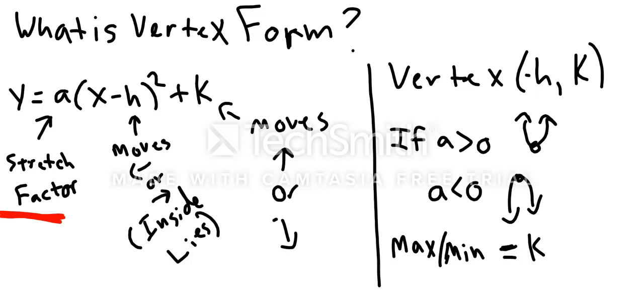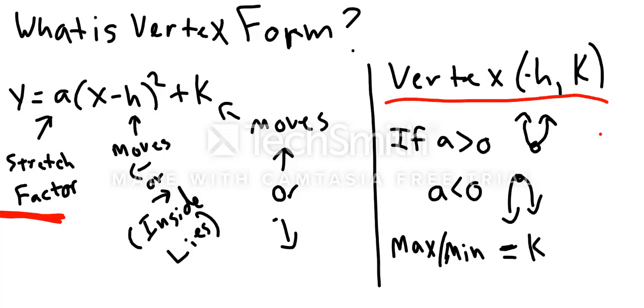So the H value inside this is what moves your vertex left or right, and the inside lies. So notice there's a negative there, so it's always the opposite. So if it was x plus 5, that means we would go to the left 5 because the inside lies. The K value is what moves the vertex up and down, and it tells the truth, it's on the outside. And then we have our rules written here for our vertex.